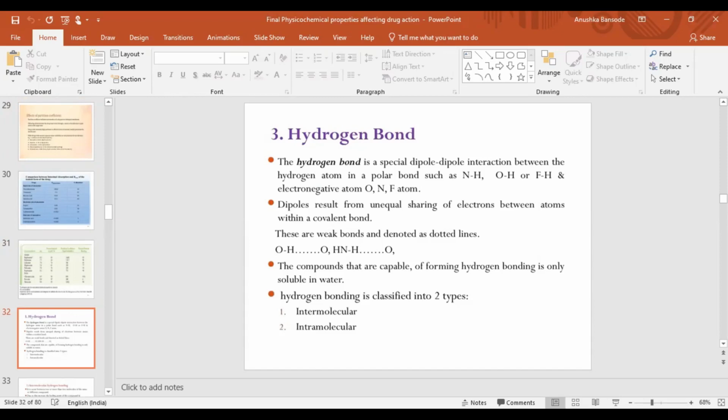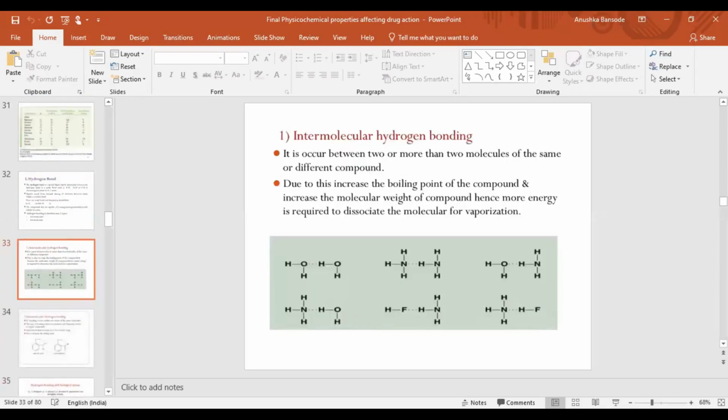hydrogen atom in a polar bond such as NH, OH or FH and electronegative atoms of oxygen, nitrogen, fluorine. So these dipoles result from unequal sharing of electrons between atoms within a covalent bond. These are weak bonds and are denoted as dotted lines. The compounds that are capable of forming hydrogen bonds are soluble in water. So when we study hydrogen bonding, we study it in two types, intermolecular and intramolecular.